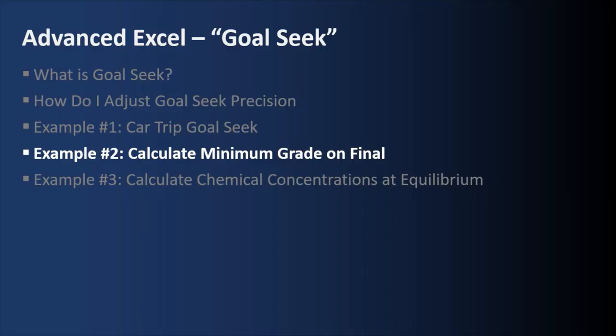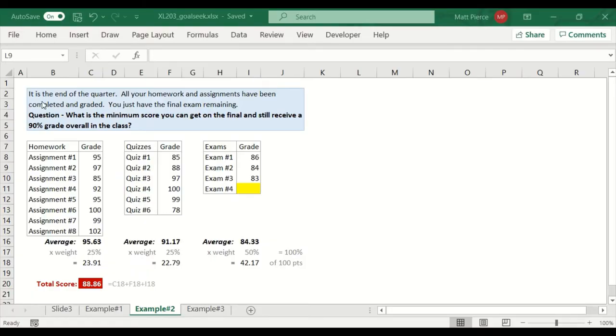Next up, example 2: how to use Goal Seek to calculate the minimum grade necessary on a final. So for problem number 2 here, it is the end of the quarter and all your homework assignments have been completed and graded. So your homework's done, your quizzes are done, three of your exams are done. That's it. They're graded and done. There's nothing you can do. That's the past. You have one more shot at trying to get your grade up.